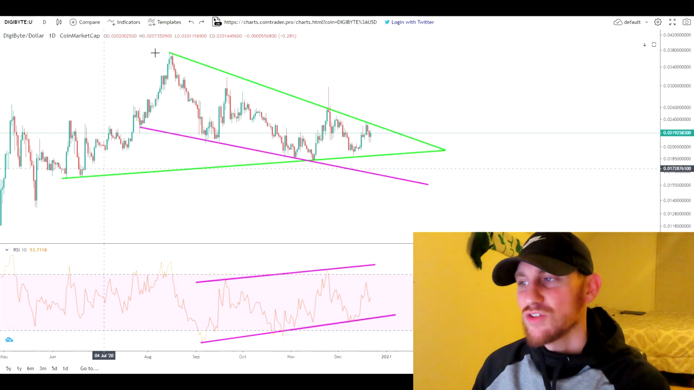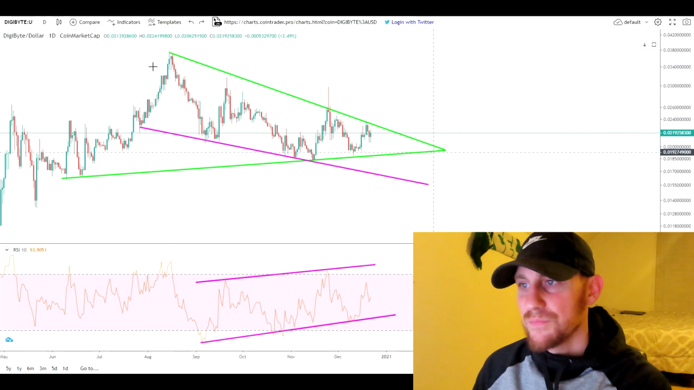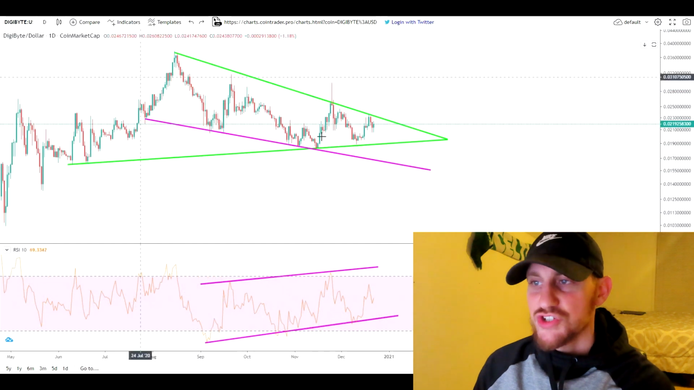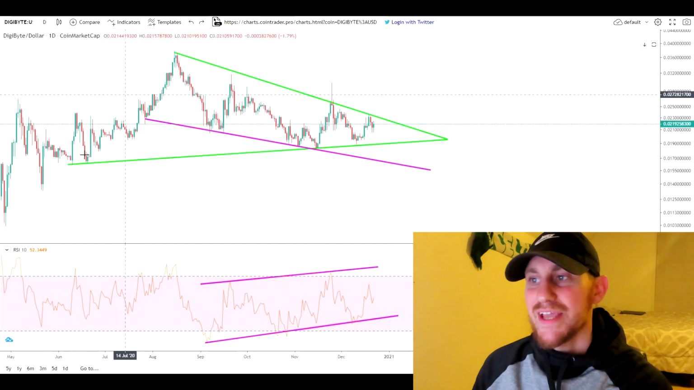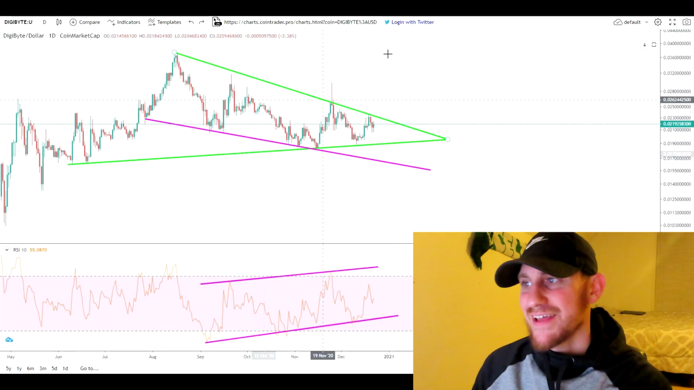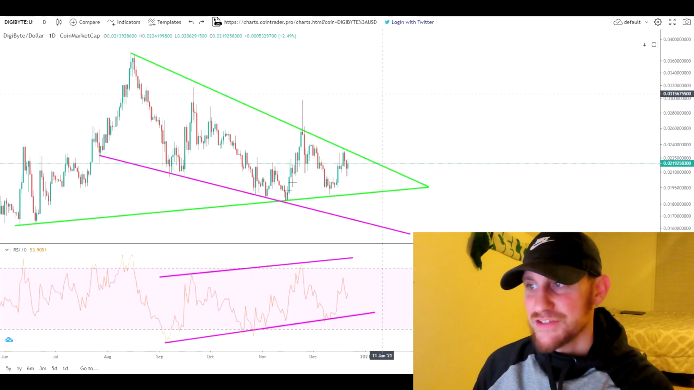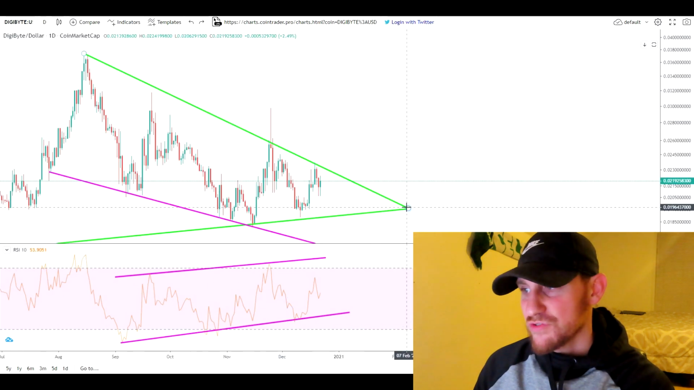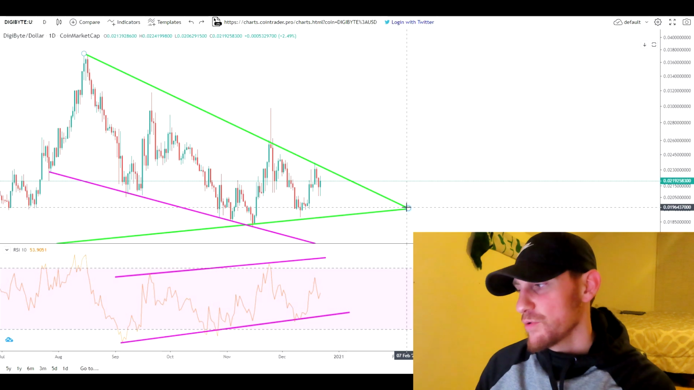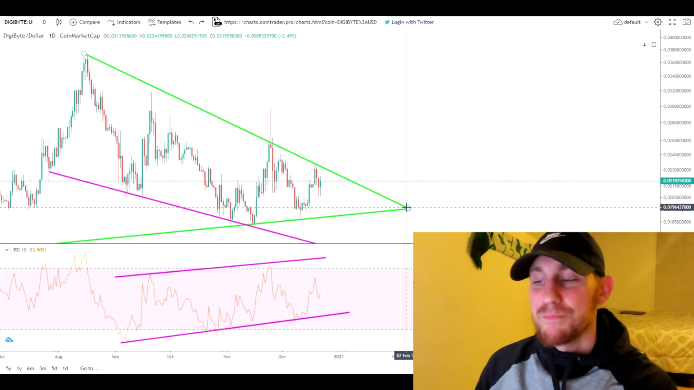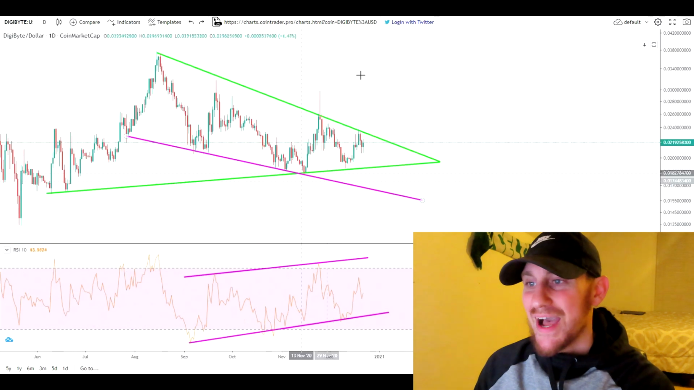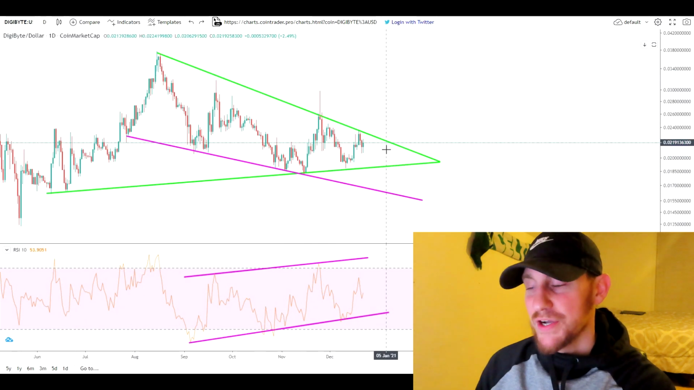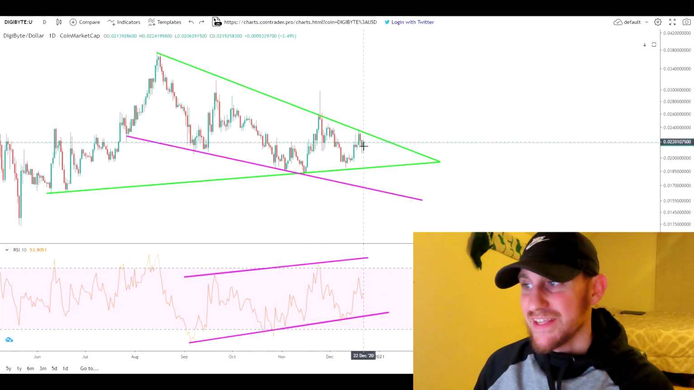We have one that's a little bit longer, which is the symmetrical triangle. And we also have the downwards channel, right? Which could be a bull flag. And this could be a bull pennant that continues us higher, right? So we're getting to the apex of the triangle at about the beginning of February. So only a little bit over a month away from the apex, where we have to see a massive move from Digibyte very, very soon on the daily chart here, right?